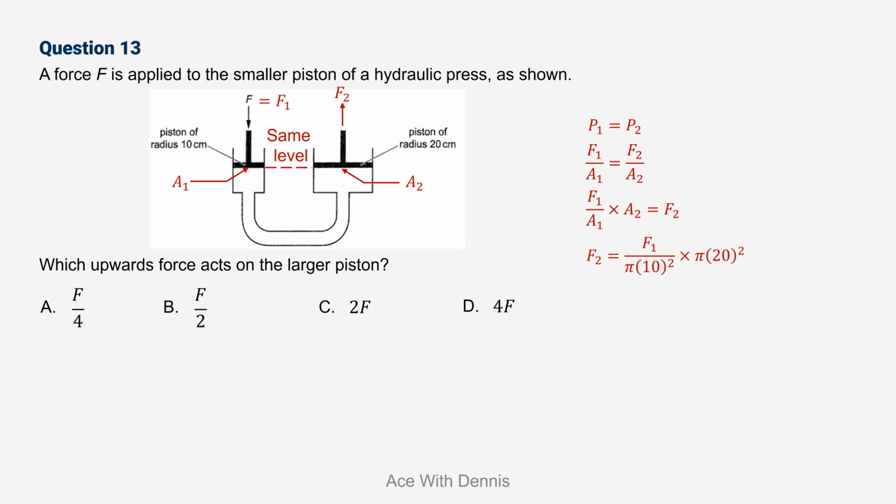Then we substitute the information given. So we make F2 the subject. So F2 equals F1 over pi times 10 square, then times pi times 20 square. So we cancel out the pi, and we calculate F2 as 20 square over 10 square times F1, which is 4F1. So remember, the F1 is the F as shown on the original diagram. Hence, F2 equals 4F. Answer is D.